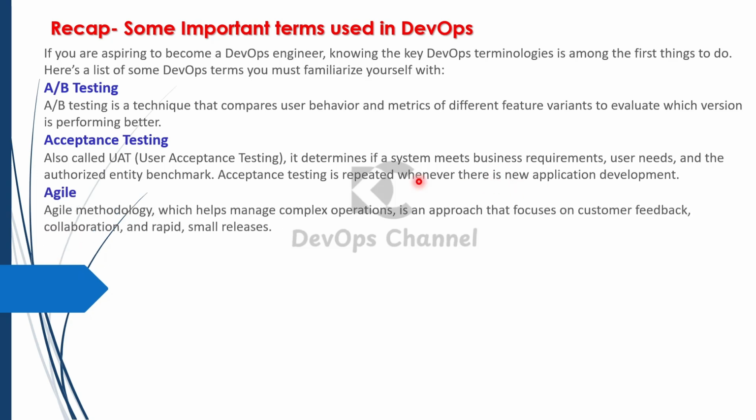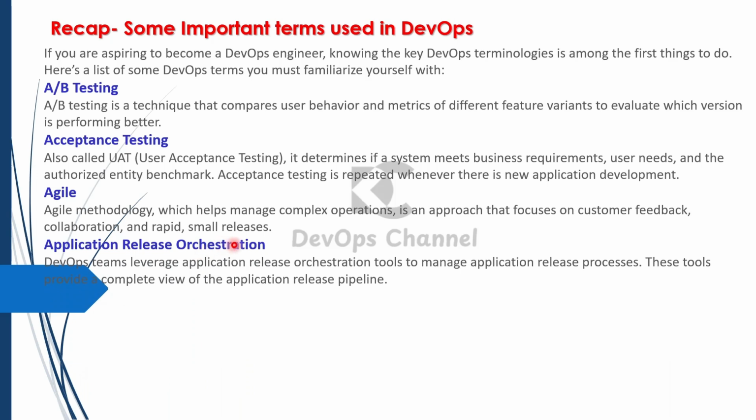Okay, next one is agile. So this one is an important term. It helps manage complex operations, and basically we can also say that it's an approach that focuses on customer feedback, collaboration, and rapid and small releases. Okay, so everything will be released in small sprints. Next one is application release orchestration. We have already discussed orchestration. So DevOps teams leverage application release orchestration tools to manage application release processes. These tools provide a complete view of the application release pipeline.